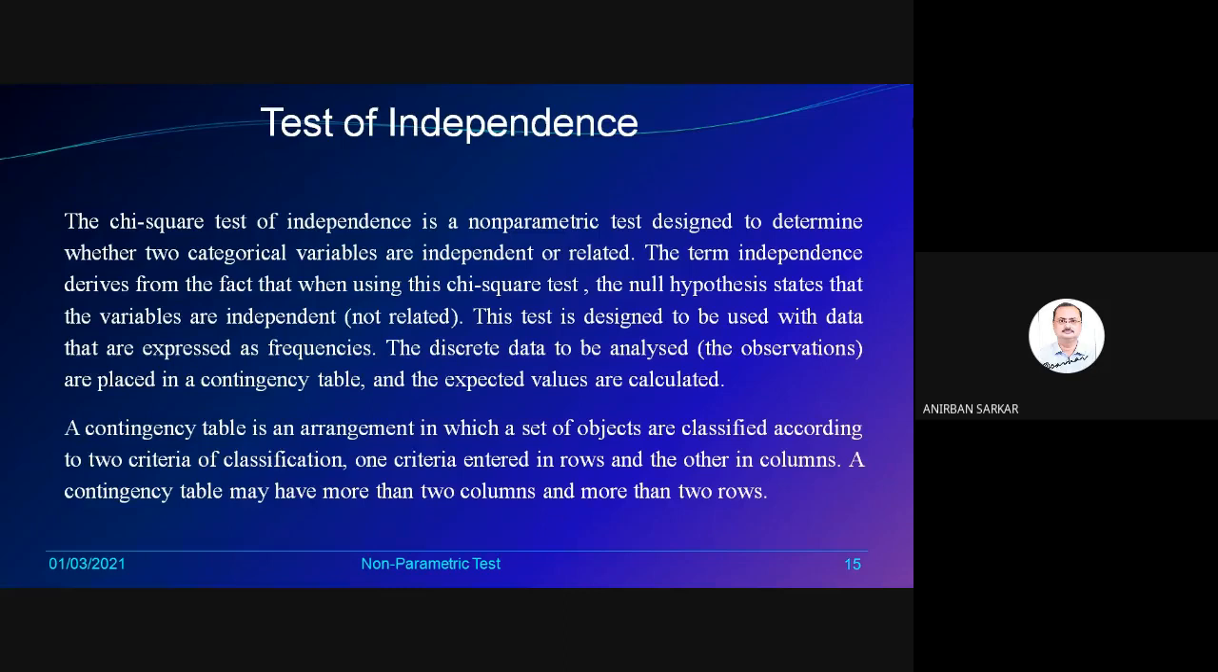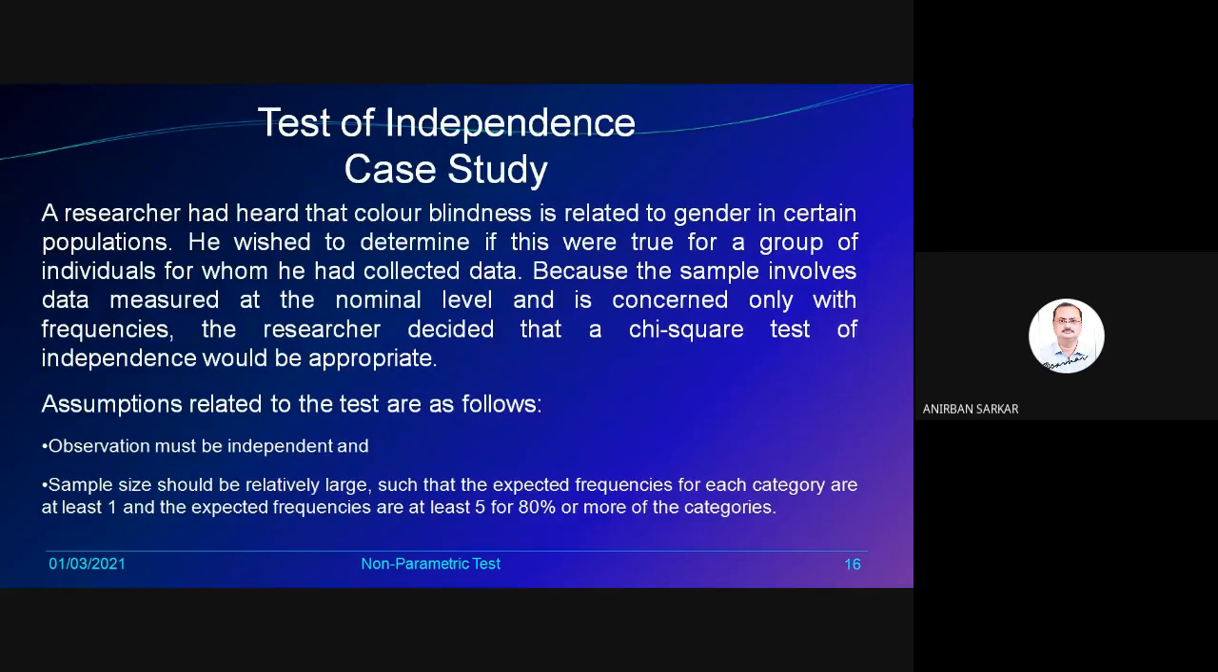Now let us take a case study in order to understand this test of independence. A researcher had heard that color blindness is related to gender in certain populations. He wished to determine if this were true for a group of individuals for whom he had collected data. Because the sample involves data measured at the nominal level and is concerned only with frequencies, the researcher decided that a chi-square test of independence would be appropriate.